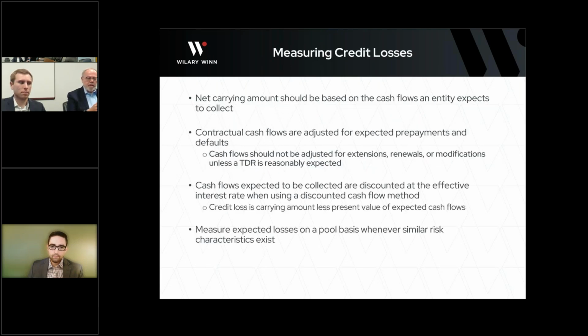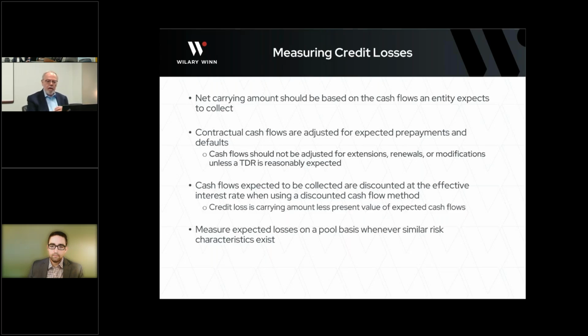Now, I want to spend a minute on this slide because when we read the initial standard, what we, as valuation experts, took from it is, oh, you know what, the best implementation of CECL is a discounted cash flow model, because the net carrying amount should be based on the cash flows an entity expects to collect. Check, discounted cash flow models.